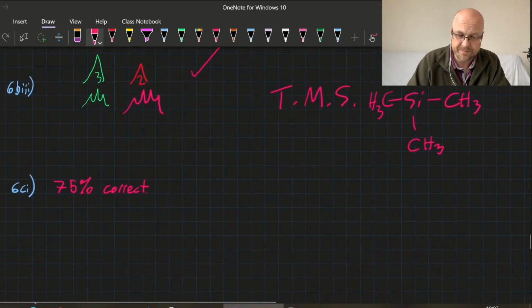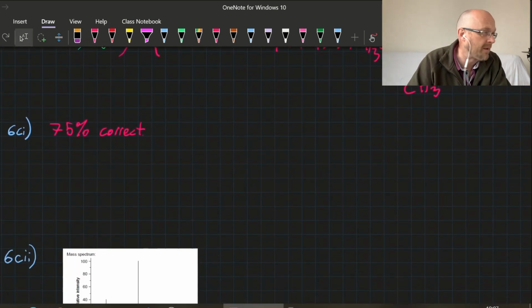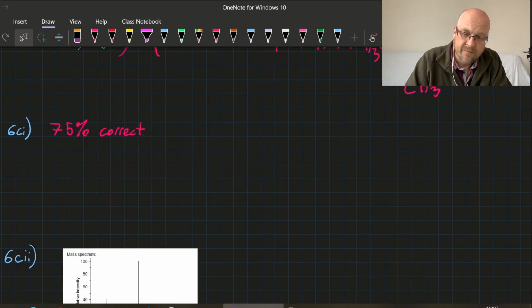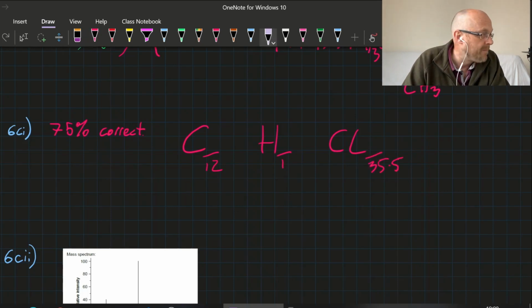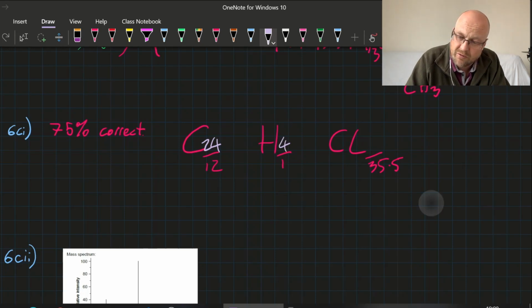Empirical formula. 75% of the people got this right. So I like to put a big C, a big H, and a big Cl, representing the 3 elements. I put the molar mass underneath. Again, I've lost my patience with the sig figs. And the mass or the percentage on top. So that's about 24%, that's about 4%, and that's 72%.